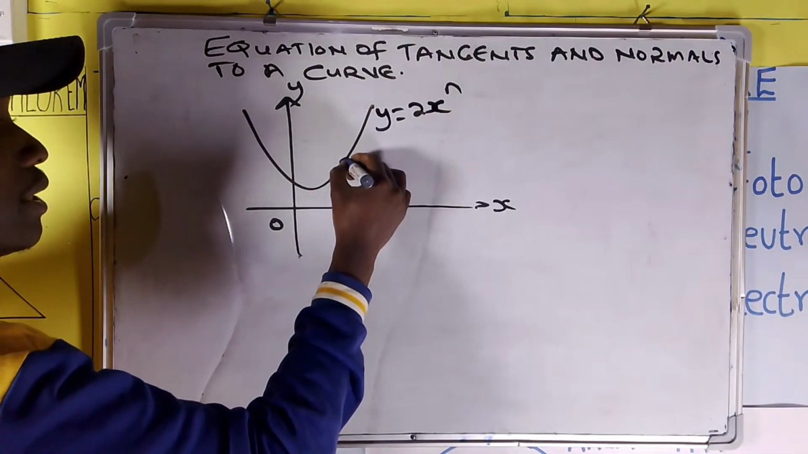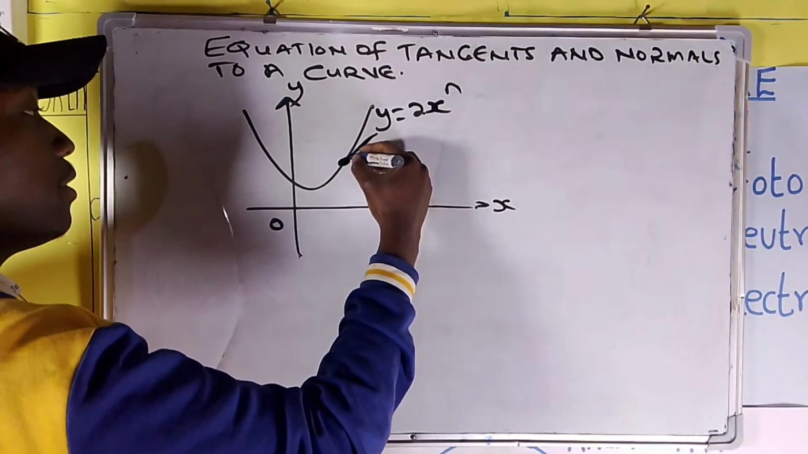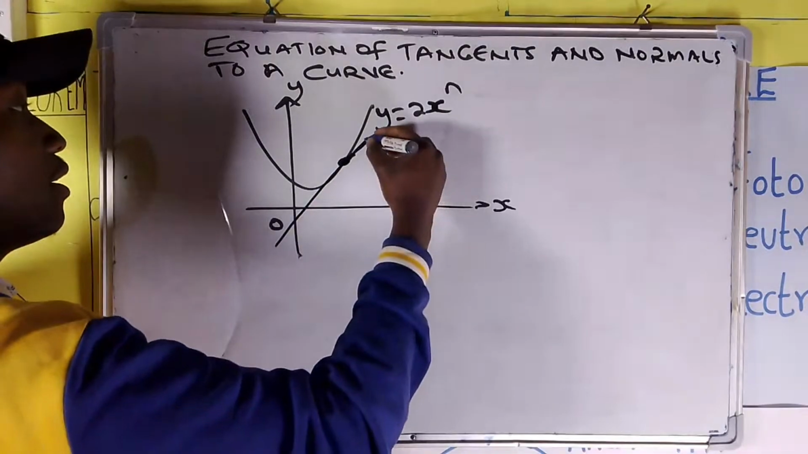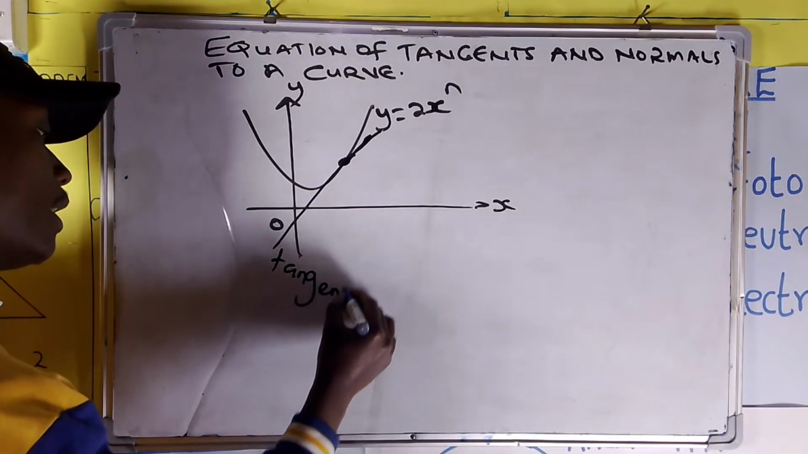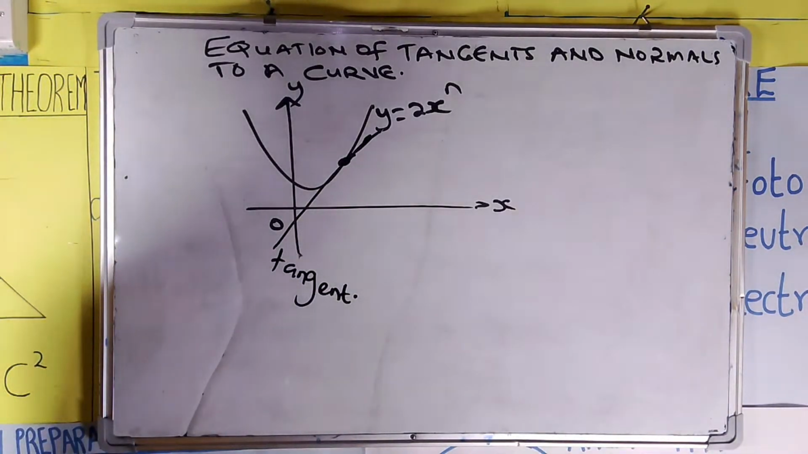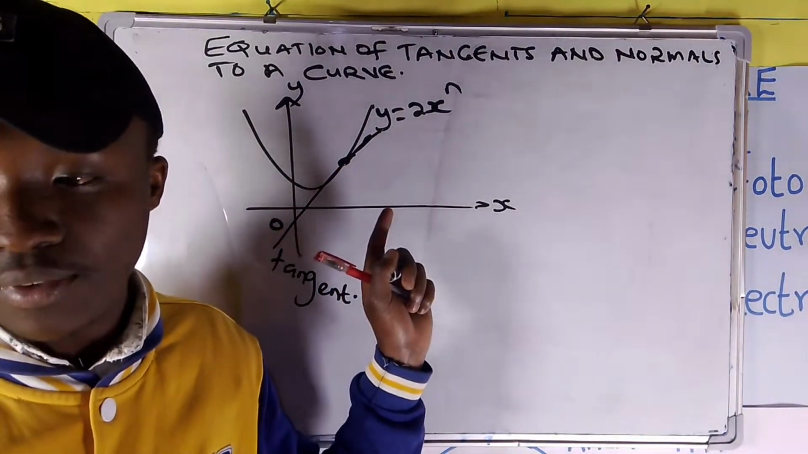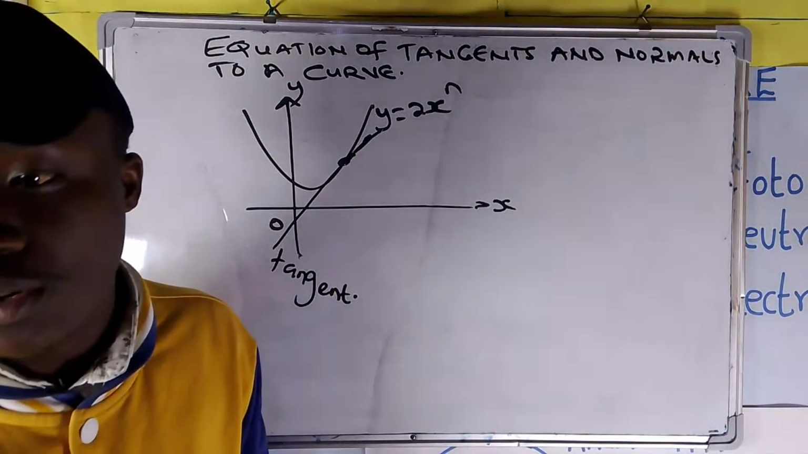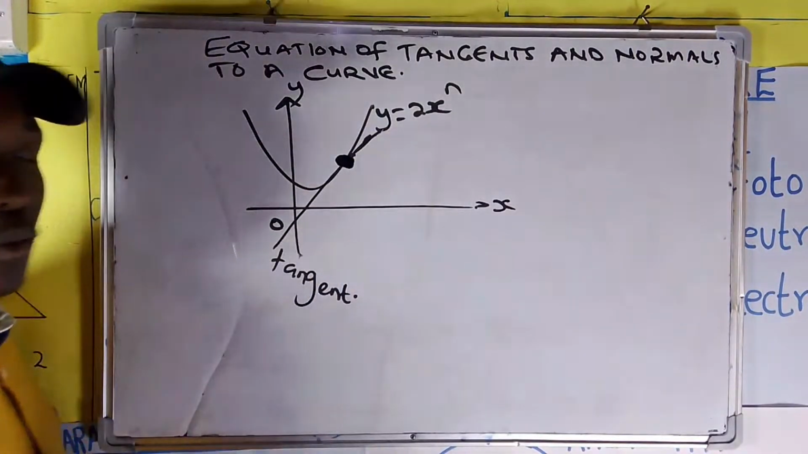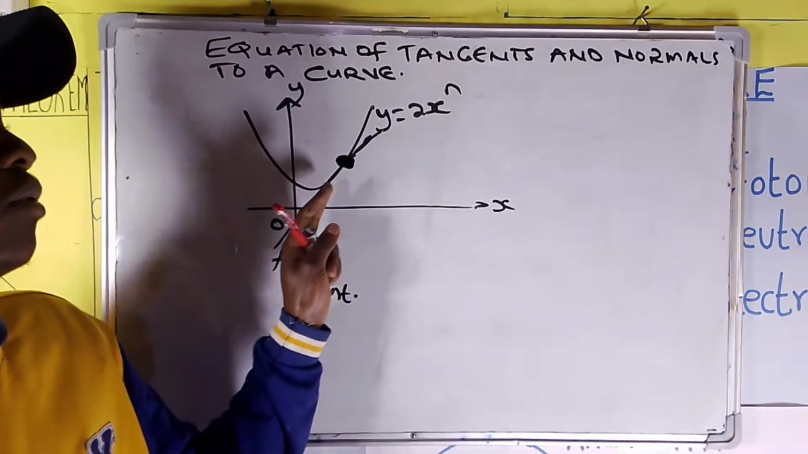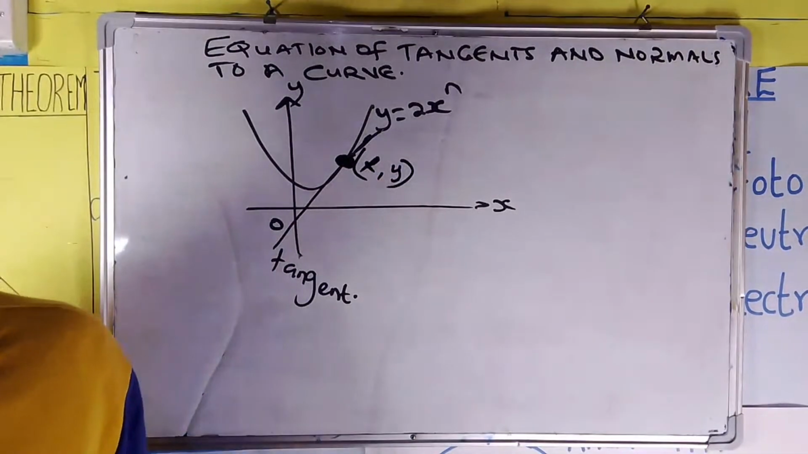So what is a tangent? A tangent is a straight line that touches a specific point on a curve. A tangent is this straight line. That is what we call a tangent. A tangent is a straight line that touches a particular point of a curve. It touches the locus of a curve. So when we talk of tangents of curves, they are just normal straight lines, but those lines are passing through a particular point at a curve, and that point can be x, y.